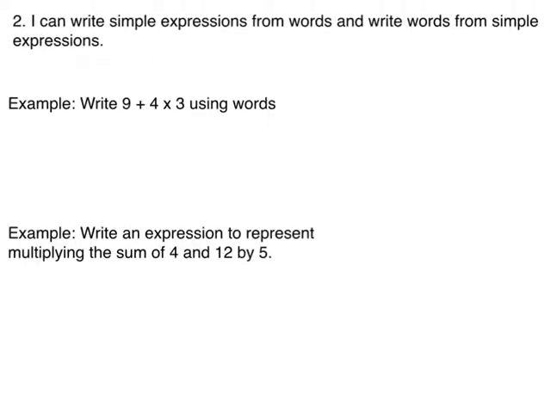Alright, I can write simple expressions from words and write words from simple expressions. So here we go. Looking at the first one, we have write 9 plus 4 times 3 using words. And the learning target's a little unclear in this way, but we need to realize we have to think of the order of operations. So the best way to write this when you have adding and multiplication as the two main operations is to consider which one comes first.